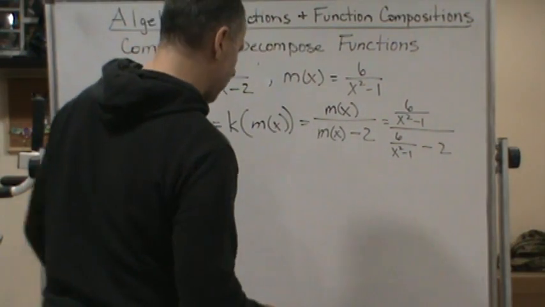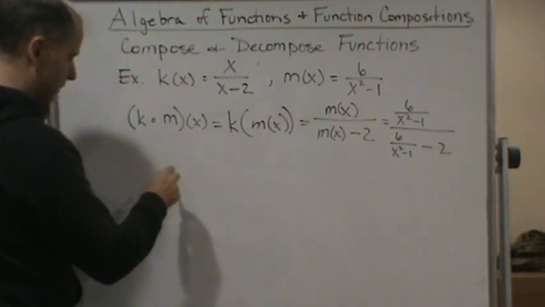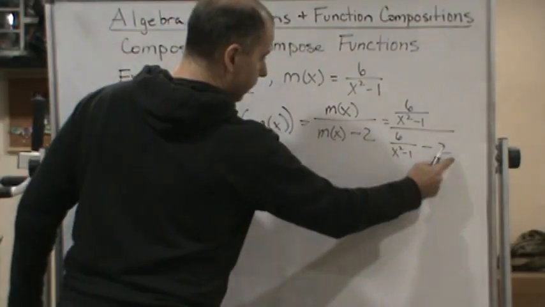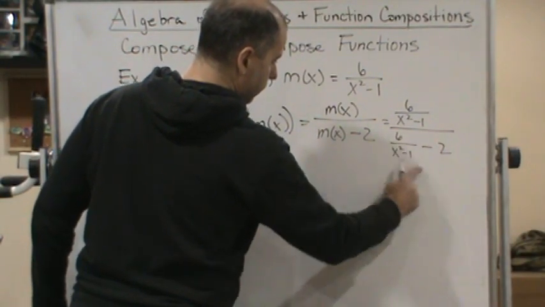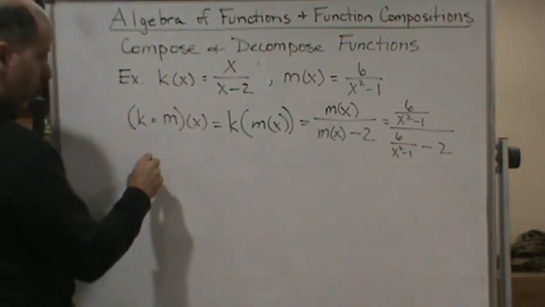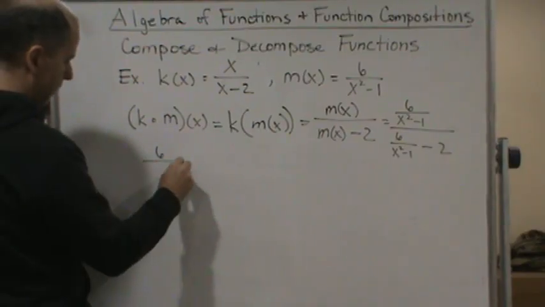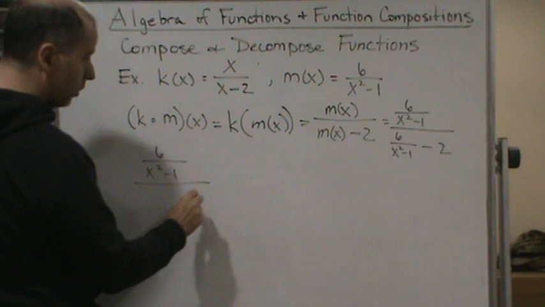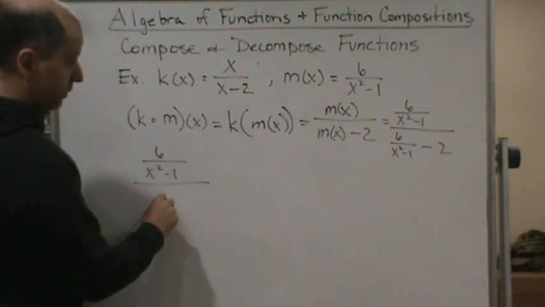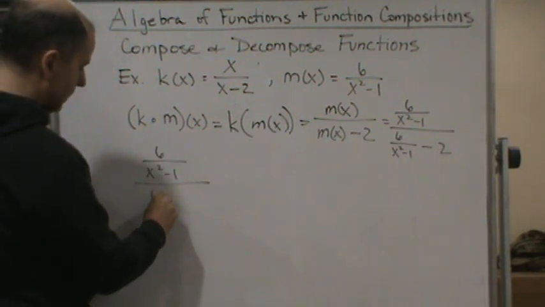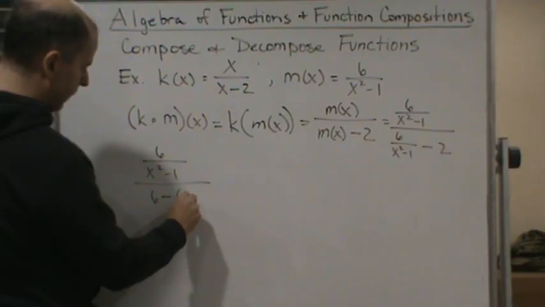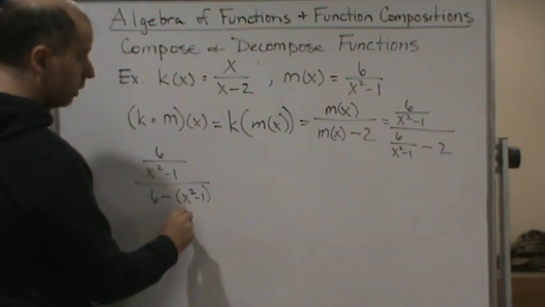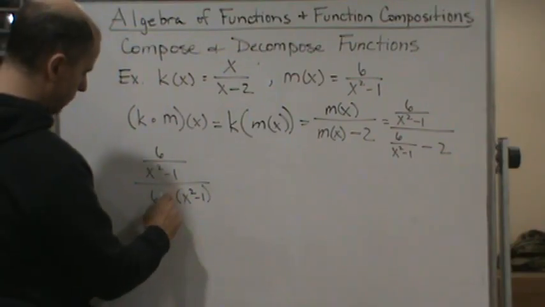Now, what I'm going to do is I'm going to simplify this, so just take your time so we don't make any mistakes. So I'm going to get this into one fraction. So I'm going to rewrite the numerator, 6 over x squared minus 1, all over. Now this is going to become 6 minus the quantity x squared minus 1. Oh, 2 times 2. Hold on.